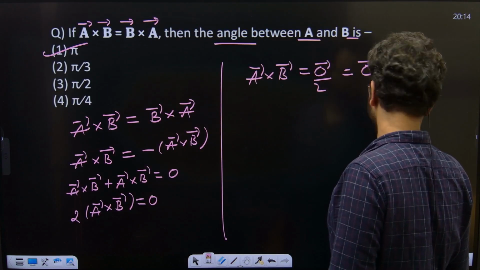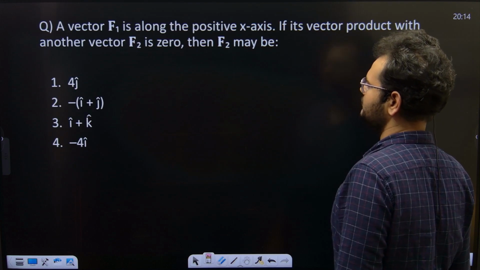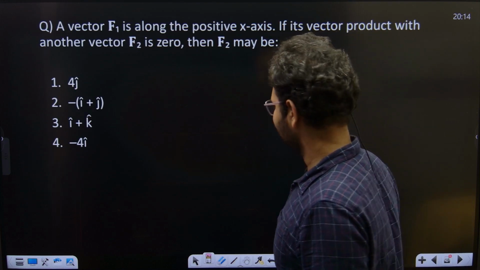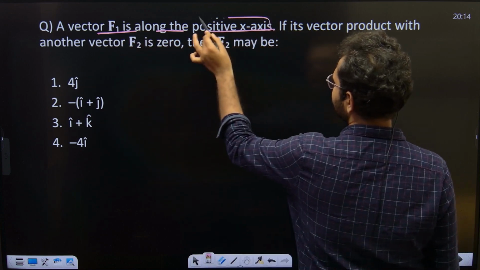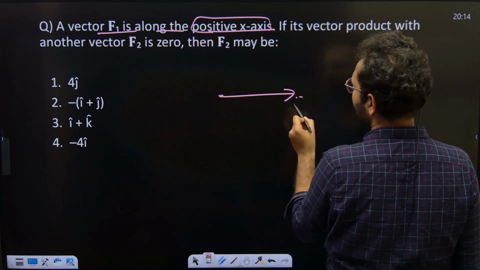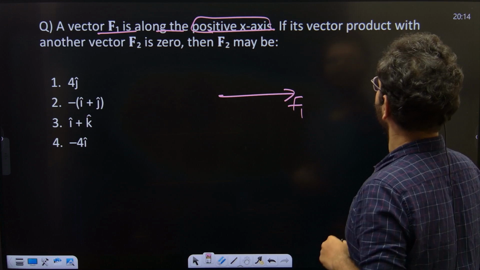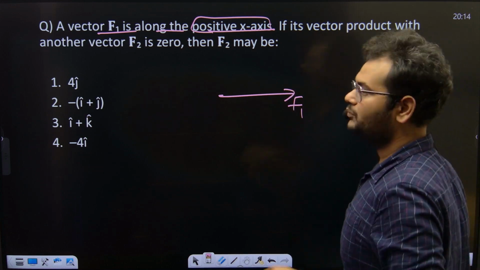Nothing. Okay, sir. What else? This is a good question. Again, an easy question only. Vector F1 is along the positive x-axis. If its vector product with another vector F2 is 0.